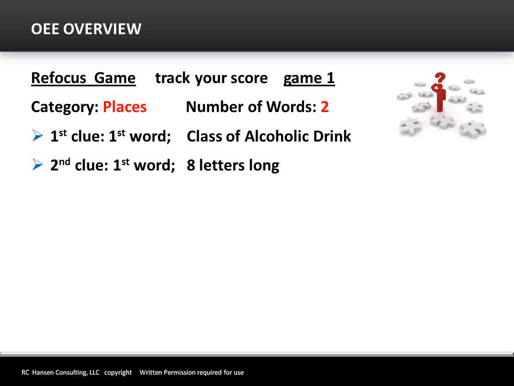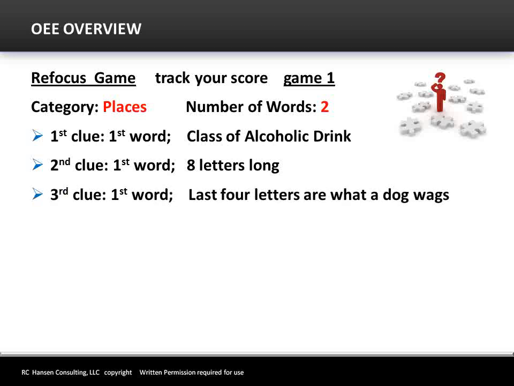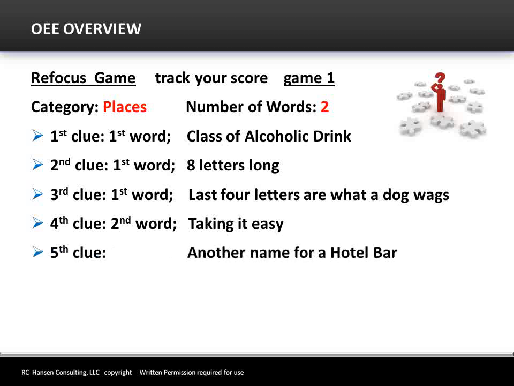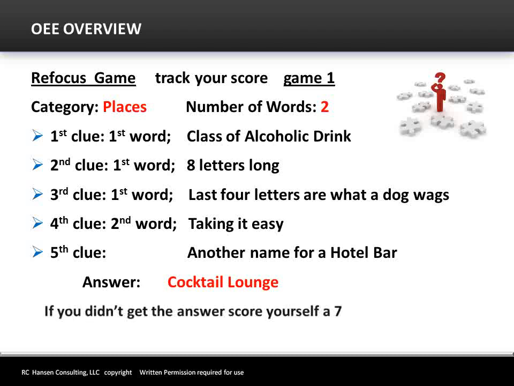Second clue begins with the letter following B in the alphabet. Third clue, last 4 letters are what a dog wags. Fourth clue, second word, taking it easy. Fifth clue, another name for a hotel bar. Did you get it? The answer is cocktail lounge. If you didn't get the answer, score yourself a 7.